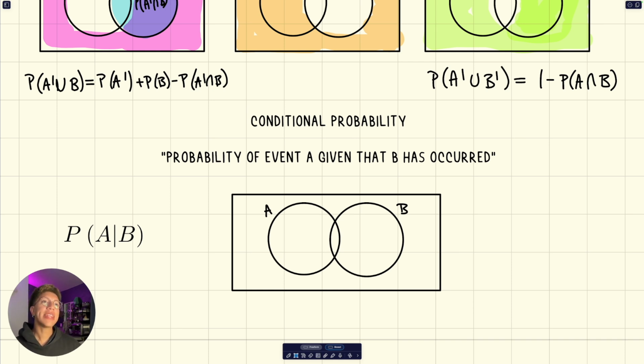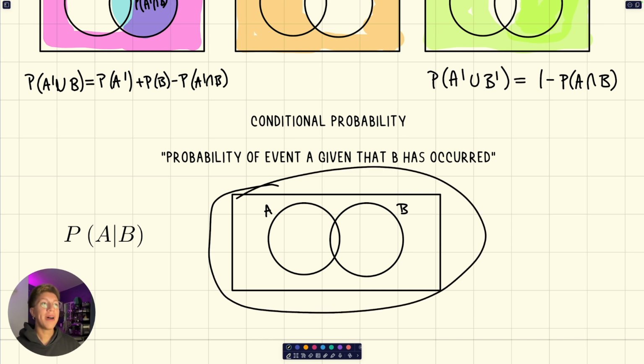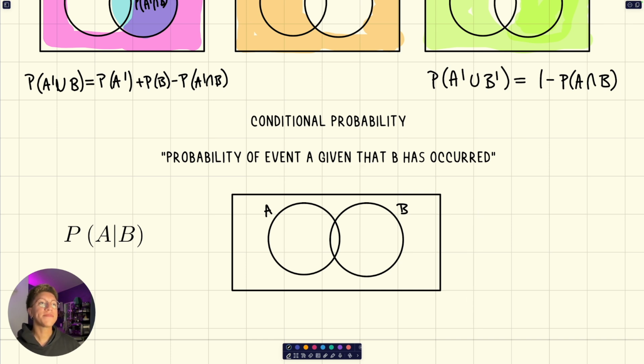And the way that we find it in the diagram, like we mentioned up above, is to find our given condition and set that as our new sample space. So again, usually we're considering the entire sample space, which is the entire box. But if we have a given condition, that means our space that we're considering is just going to be the given condition space. So let's take a look at the 4 possibilities that we can see here.